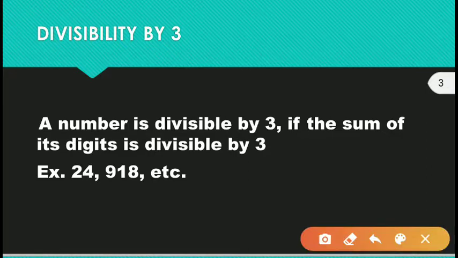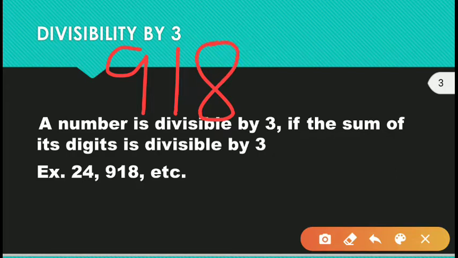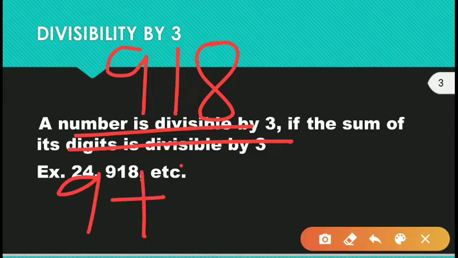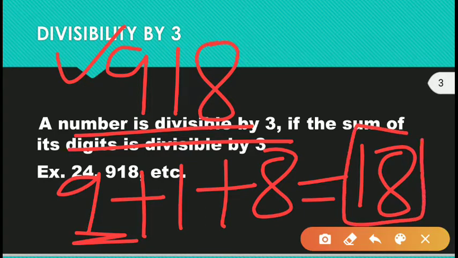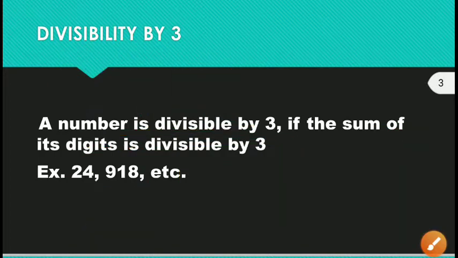Let's take one more large example. Suppose 918. For checking whether this 918 is divisible by 3 or not, you have to divide it. But if you have learned the divisibility test, first of all just find out whether the sum of the digits is divisible by 3 or not. So 9 plus 1 plus 8. This is the sum of the digits of 918. This will give you 18, and 18 is completely divisible by 3. That means you will say 918 is completely divisible by 3. So learn all the divisibility tests because it is very important.